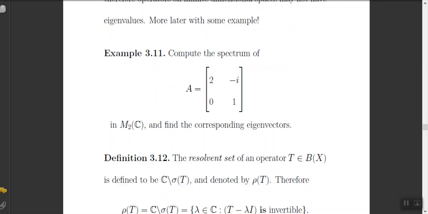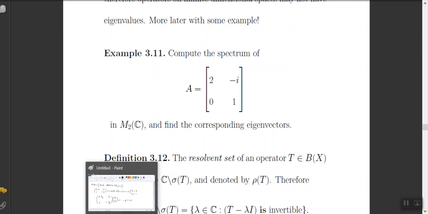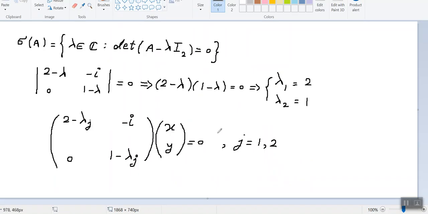Okay, you can see here, quickly I prepared some explanation for you. The rest I leave it to you. First we have to find the spectrum of A, which means the set of eigenvalues of A. A corresponds to a bounded linear operator like T on C2. So we have to find the roots of this characteristic equation, right? Determinant of A minus lambda I2, remember here we are talking about two-dimensional space, equals 0.